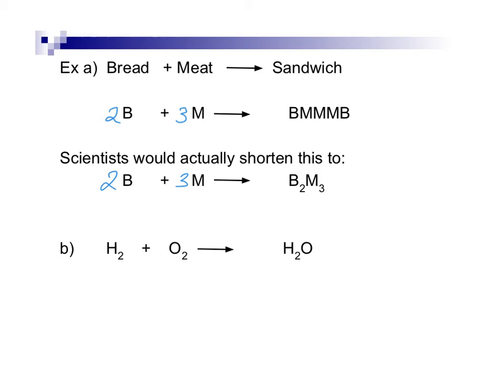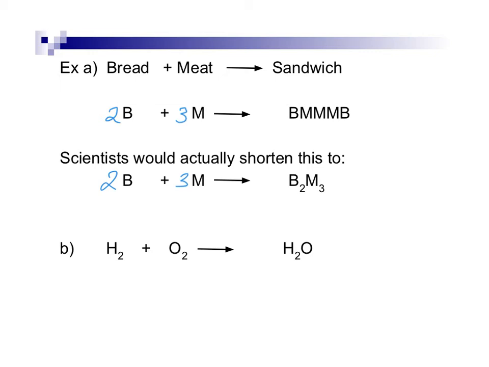Let's look at a chemical reaction and follow the same process. Step number 1, pick an element and start counting. On the left side, you notice I have 2 hydrogens. On the right side, I've got 2. So that's okay, it's balanced. I don't need to add any numbers.